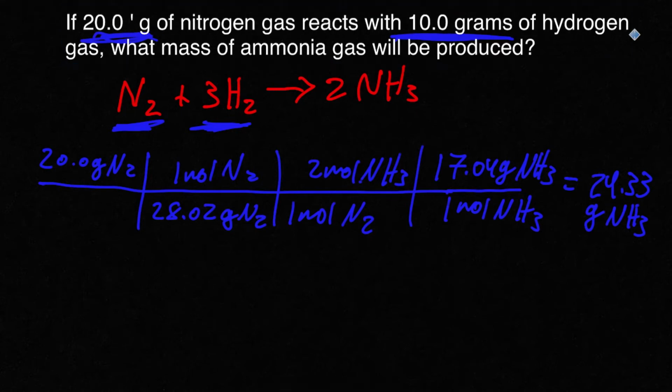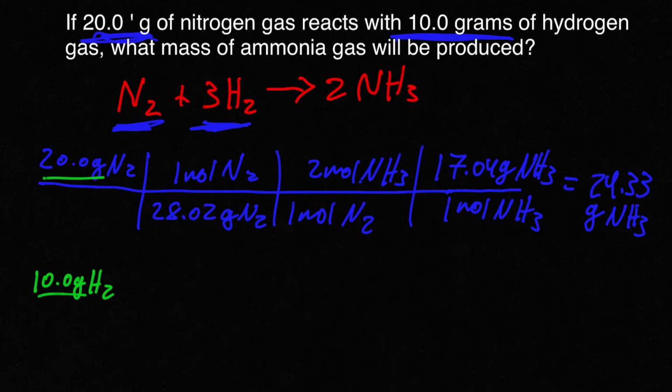Now, we have to do the same thing for our hydrogen, with our 10 grams of hydrogen. Now, a lot of people make the mistake of looking at these two numbers and saying, oh, 20 grams and 10 grams. Well, obviously the 10 is going to run out first.